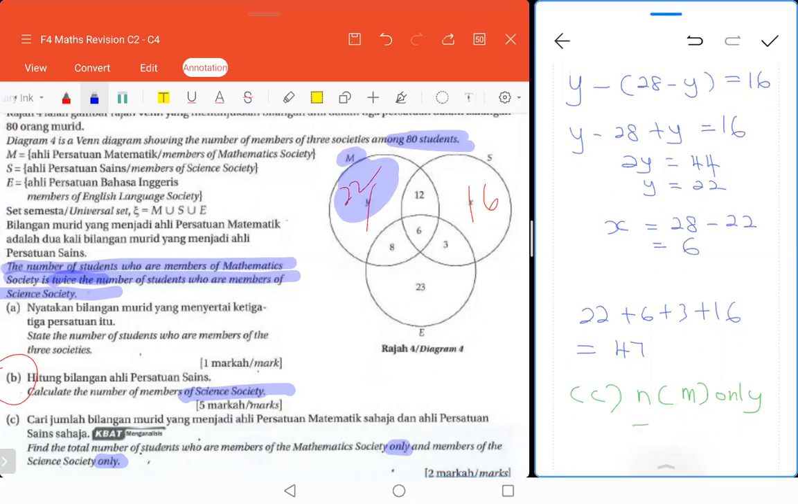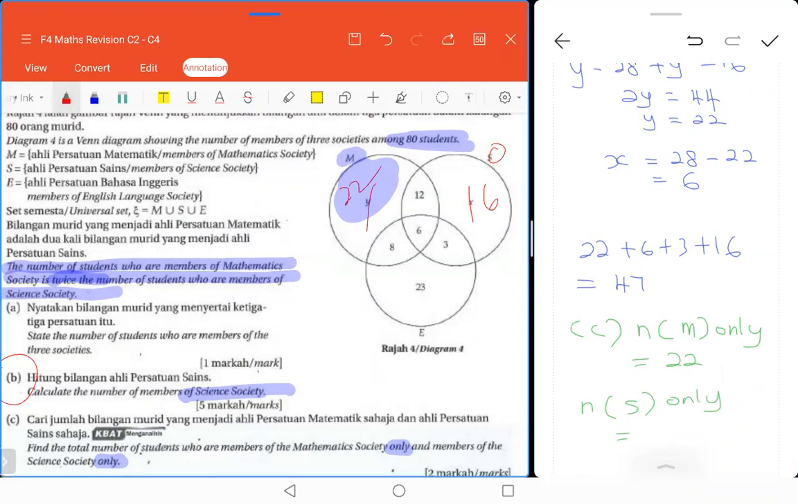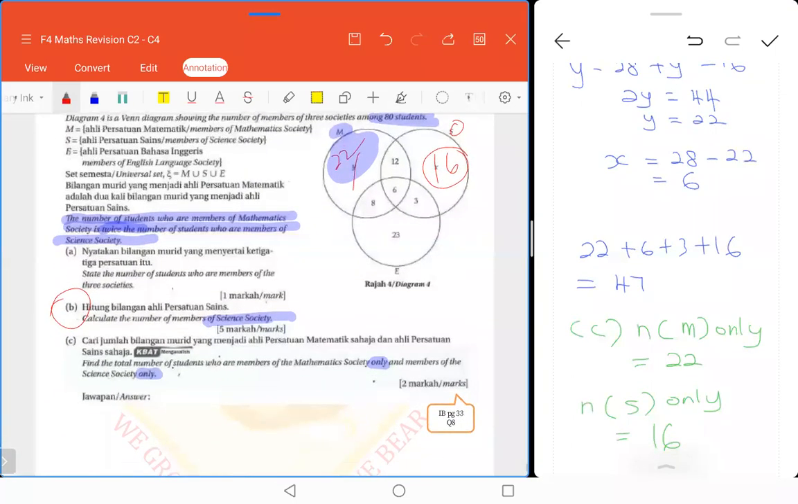So you just write the answer equal to 22. Then members of the Science Society only would be this part, Science, 16. So you have answered all the questions already. Okay, find the total means you add it up. 22 plus 16 will be 38. Done.